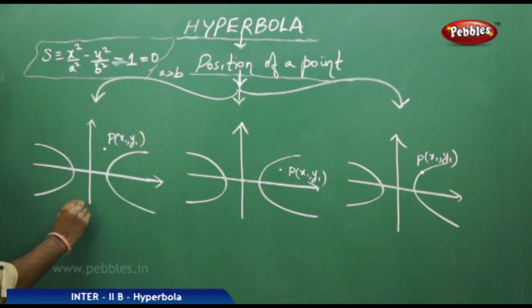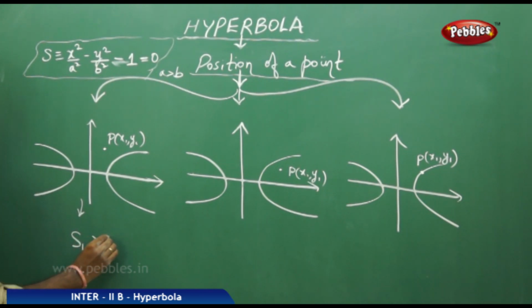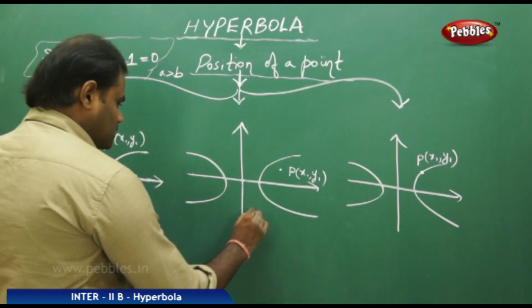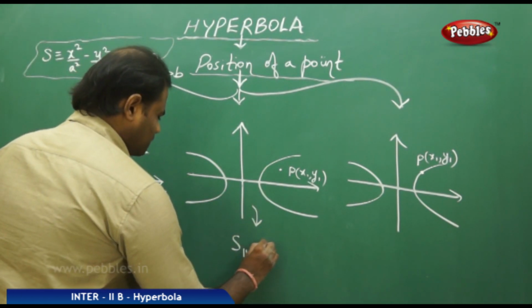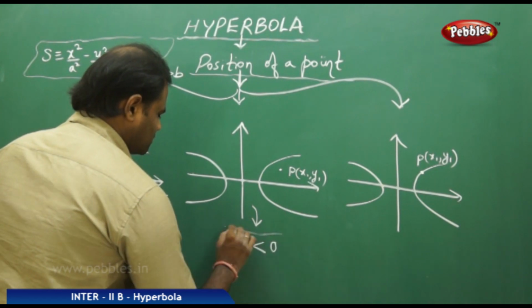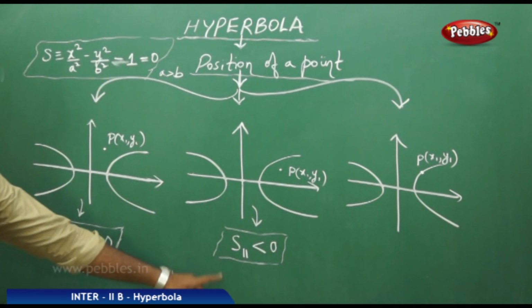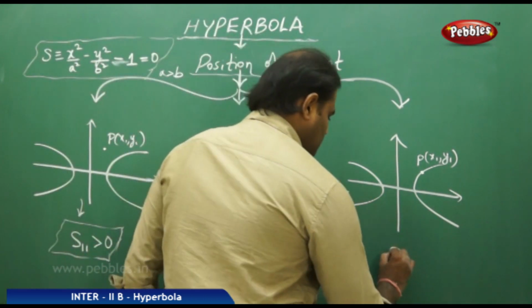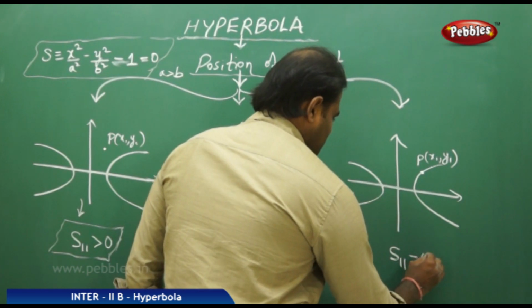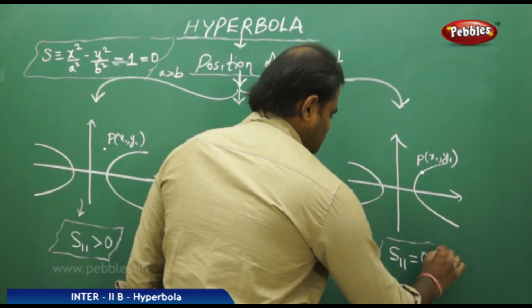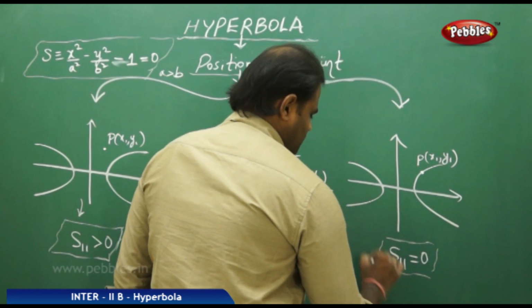So in case 1, we say that P is outside if S11 is greater than 0. This is case 1 of the point. Now, if P is inside, then we say S11 is less than 0. Now in case 3, P is on the hyperbola, so we get S11 equals 0.